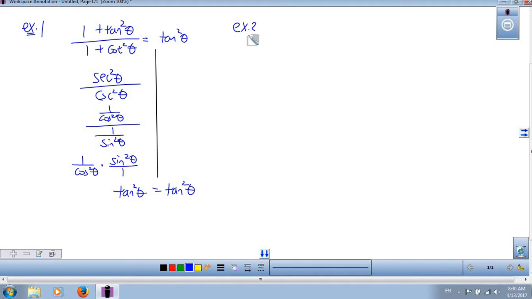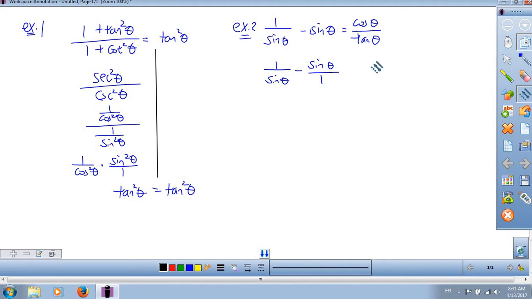Alright, let's try the next example here. I'm going to use the left hand side here: 1 over sine theta minus sine theta equal to cosine theta divided by tangent theta. So for 1 over sine theta, let's convert sine theta to be sine theta over 1. On the right hand side, I actually don't want to do much, so let me draw a line here. But I do like to start off on the left hand side because it looks more complicated, and I think we can combine the fractions.